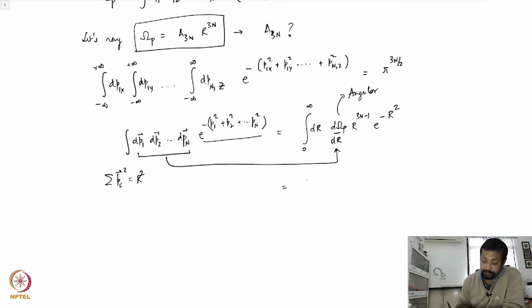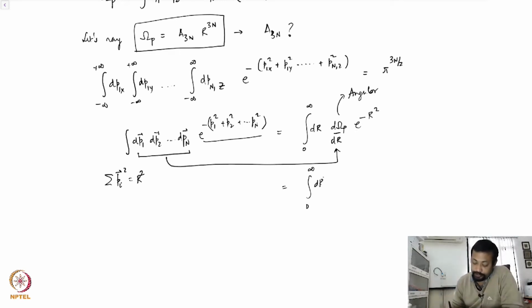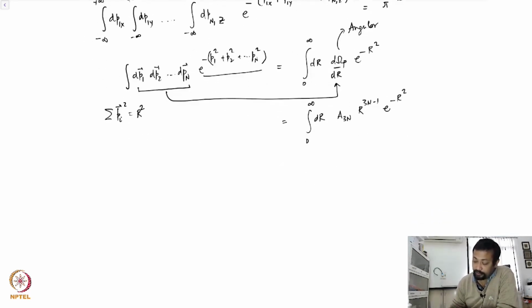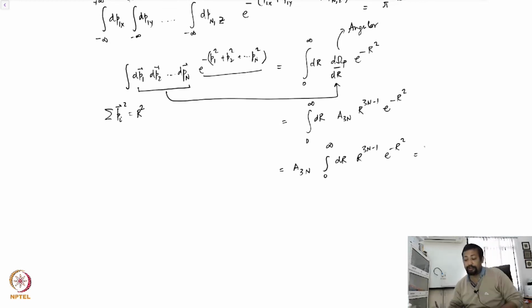And using the form of this, I have 0 to infinity. I'm sorry, this is not going to be just r to the power 3n minus 1. This is wrong. So it has to be e to the power minus r square. That's all, right? Now, if I use this d omega p, then this becomes a3n r to the power 3n minus 1 e to the power minus r square. Correct? So that this integral is a3n integral 0 to infinity dr r to the power 3n minus 1 e to the power minus r square. And this is going to be a gamma function. It's going to be half a3n gamma of 3n by 2.